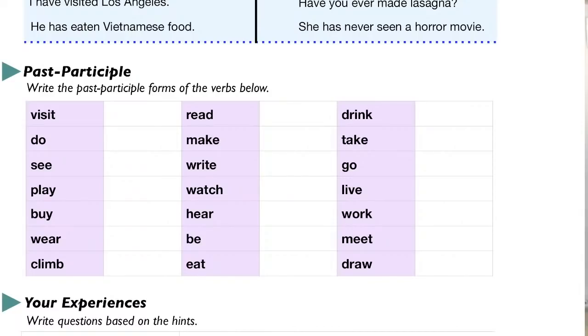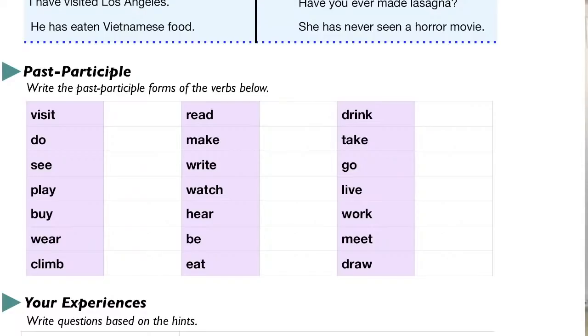Okay, read, make, made, write, written, watch, watched. Watch is a regular verb, so we just add ed, watched. Hear, heard. Yeah, heard. That's H-E-A-R-D. Okay. And then the be verb, that's been. Yep, heard. Good, Alice. Yeah, Umesh, be, been.